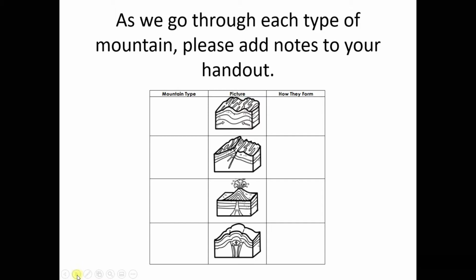If you don't have it, then I would suggest pausing the video right now and printing it off and then coming back. If for some reason you're not able to print at home, this is a pretty simple graph. If you just want to have mountain type and then how they form, then I can have a few printed off the next time I see you, and you can put that information in with the pictures. I don't expect you to draw the pictures if you can't print it, but if there's any way for you to print this off first, that would be great. And you can fill it in as we go.